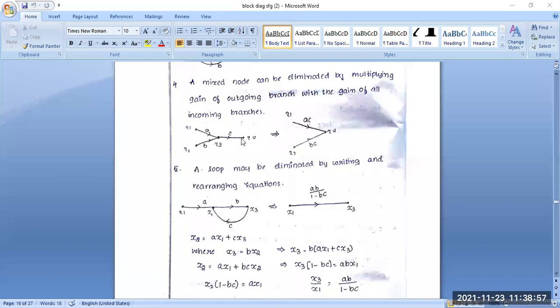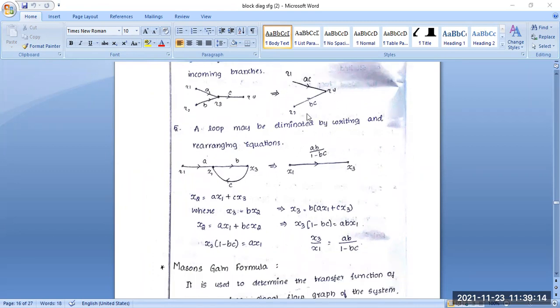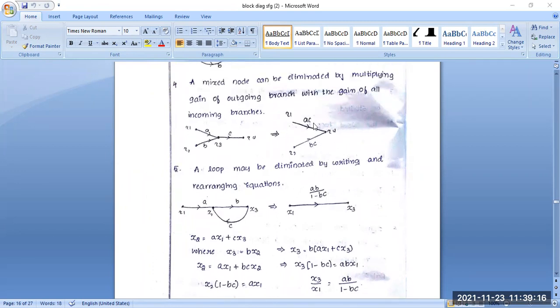It can be eliminated by multiplying the gain of the outgoing branch with the gain of all incoming branches, because in this diagram x4 is the output node, and the gain comes this way and that way. That's why we can easily calculate it from here. Is it clear, all of you? Yes, sir. Okay.